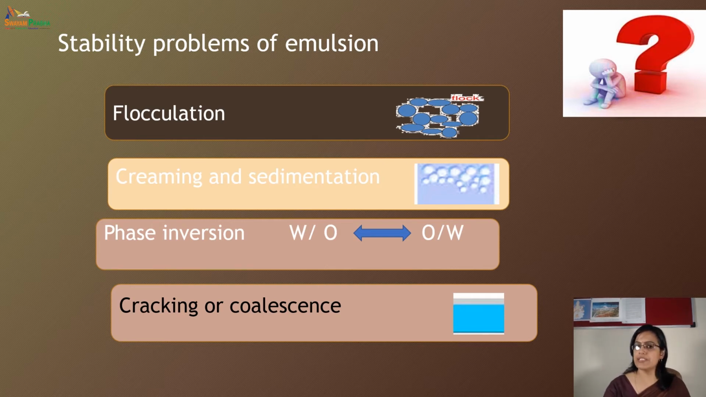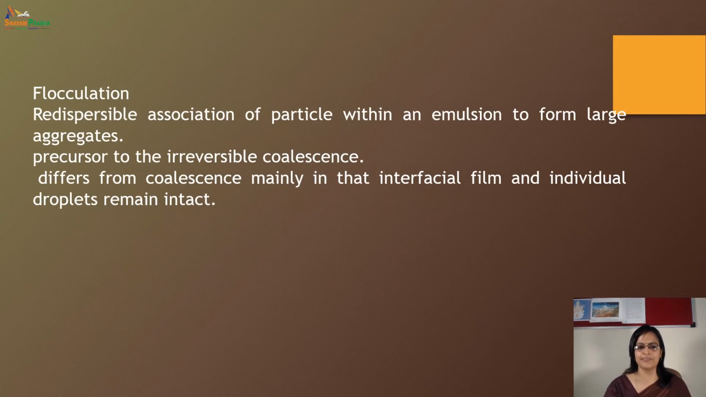So we will see what flocculation is first. Flocculation is the redispersible association of particles within emulsions to form large aggregates. What happens? The particles in emulsions form large aggregates, a precursor to the irreversible coalescence, and it differs from coalescence mainly in that the interfacial films and the individual droplets may remain intact in flocculation.